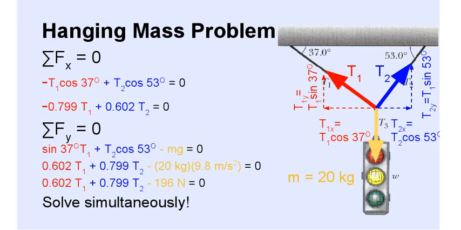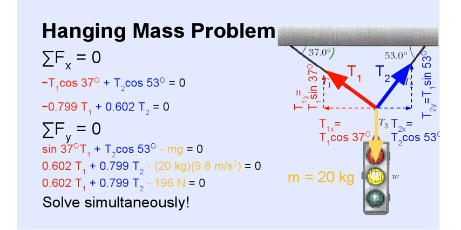Same problem here. The only thing that I've added is the mass of this thing. So the mass of the stoplight here is 20 kilograms. And again, we're thinking about this point right there. I've got three forces. This cable pulls up. That angle is a 37-degree angle. And remember your geometry here.